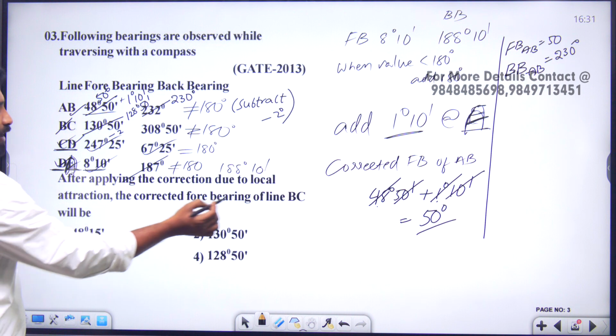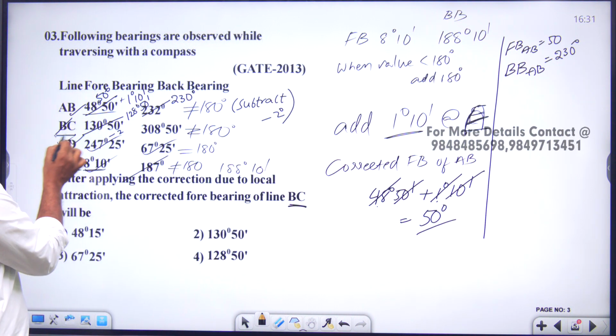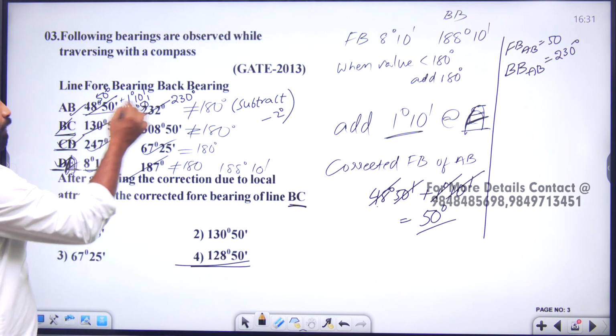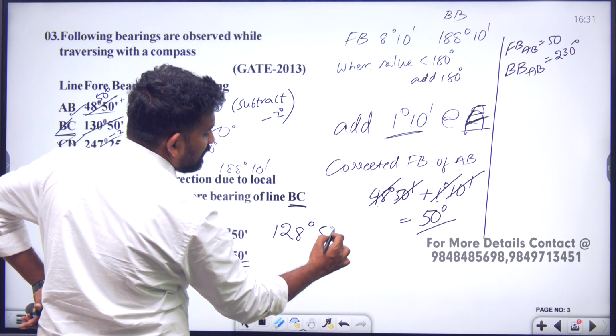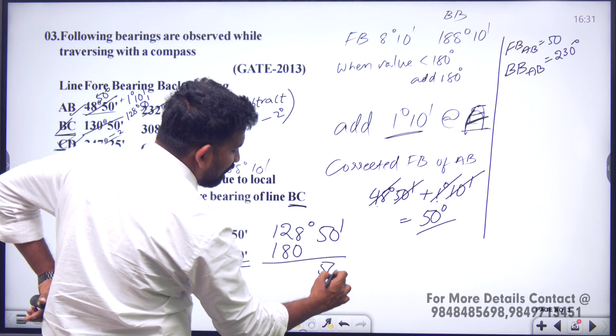Now that is the question he is asking. The corrected forebearing of line BC is how much? 128 degrees 50 minutes. Okay, now to have a cross check, what are we going to do here? 128 degrees 50 minutes, as this value is less than 180, we need to add 180, so that the final resultant will be 50 minutes.